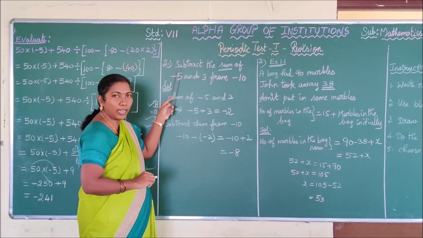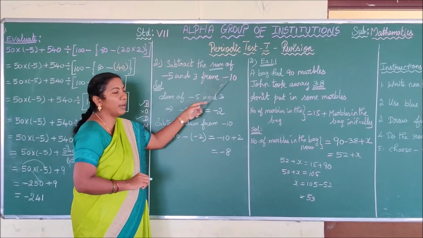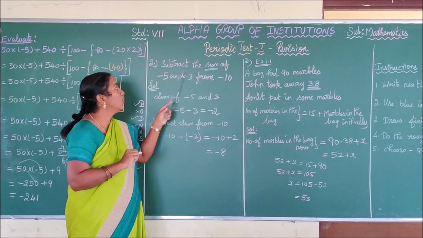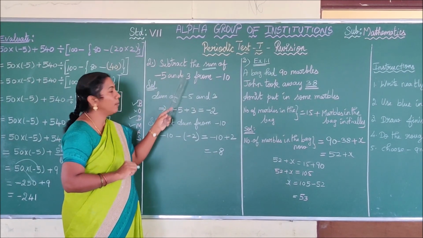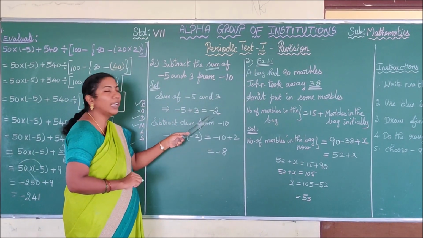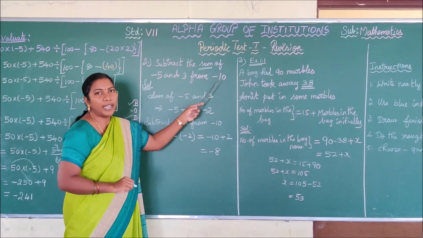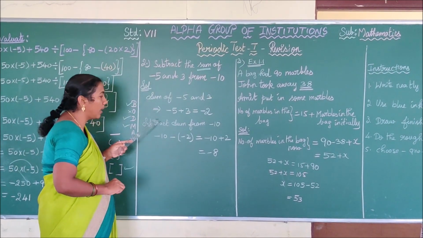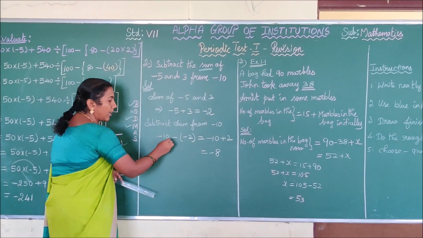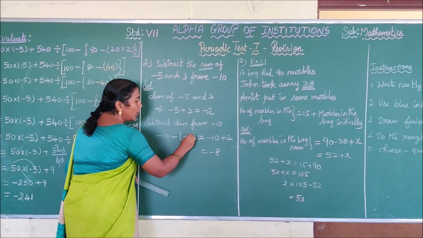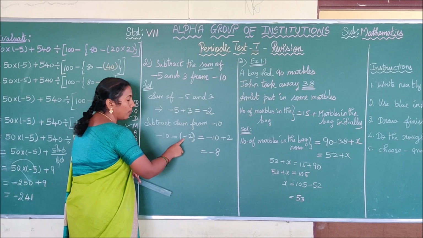You have to subtract the sum from minus 10. What is the sum? You have to add minus 5 and 3. By adding minus 5 and 3, you get minus 2. You have to subtract this sum from minus 10. So first you have to write the minus 10, and then you have to write minus and then that sum. What is the sum? Minus 2.